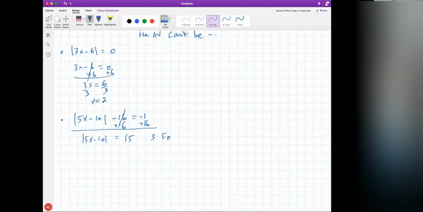In school they teach us to just move -16 to the right side so it becomes +16. That's where it came from, because initially it's like this. You can do that, that's fine. So we have the absolute value of 5x minus 10 equals 15. That's the standard form, and this is k. Now based on k, how many solutions do we have?